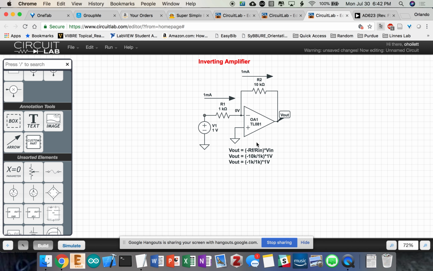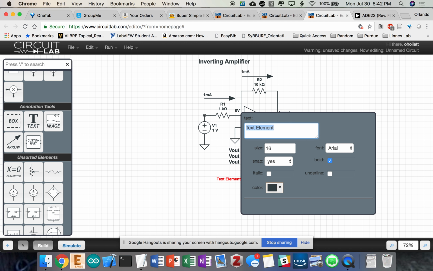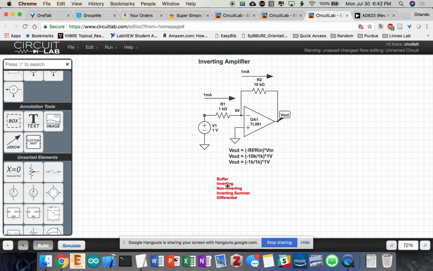But the most fundamental ones are probably the buffer amplifier, inverting amplifier, non-inverting, inverting summer, and differential. These are the ones we'll do in 305. Those are probably the most basic ones that you can derive everything else from. Questions?